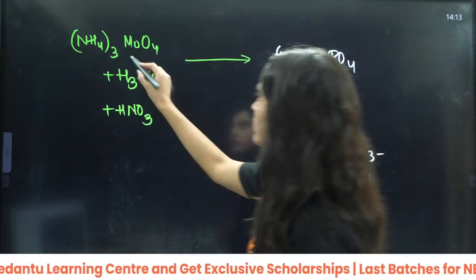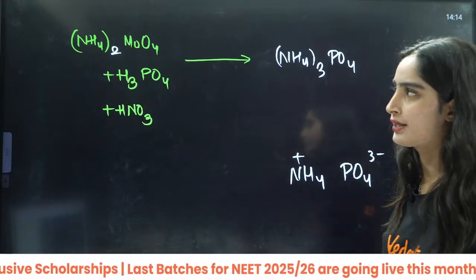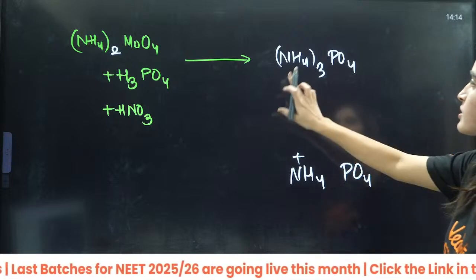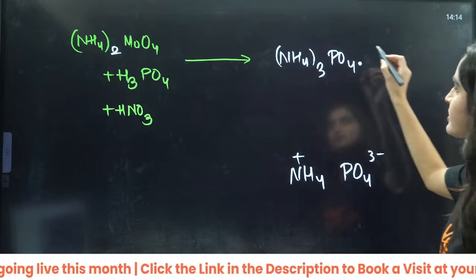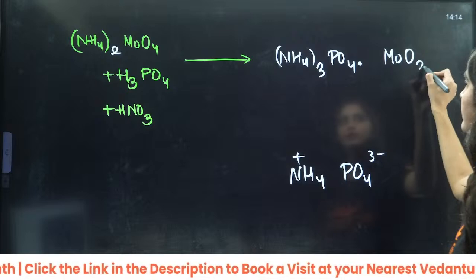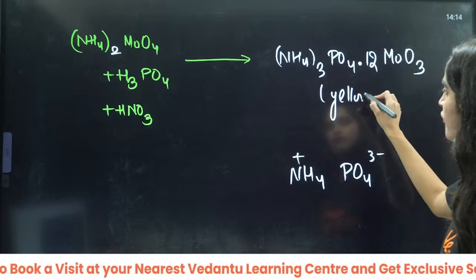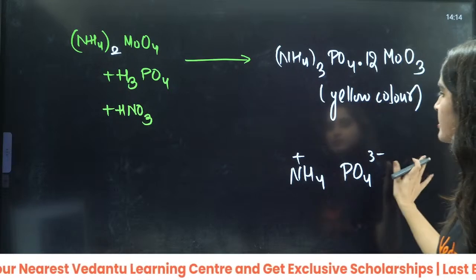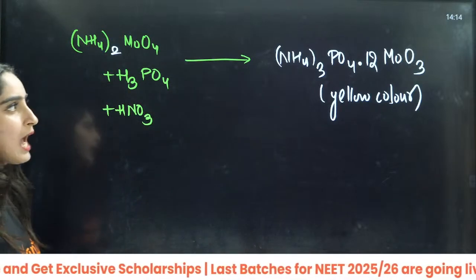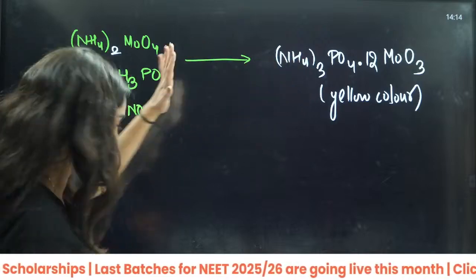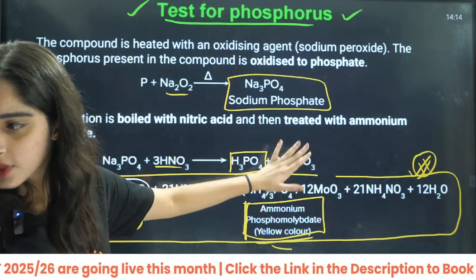Achha, here it should be 4, not 3. Sorry, it should be 2 here. Okay? NH4 twice. So this is NH4 thrice PO4 dot, what is it? MoO4. Instead of MoO4, write MoO3. And replace this oxygen with 12. And this is of yellow color. Acha, tell me. Now everybody, are you able to remember this? Have you tried this in your notebooks or not? You must try this in your notebooks as well. Okay? Done?